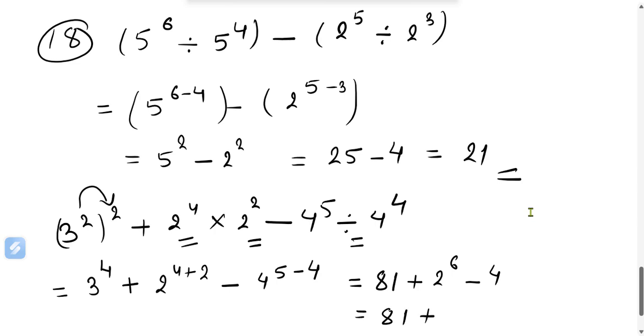2 power of 6 is equals to 64 minus 4. Now if you add and then subtract, the answer should be 141.